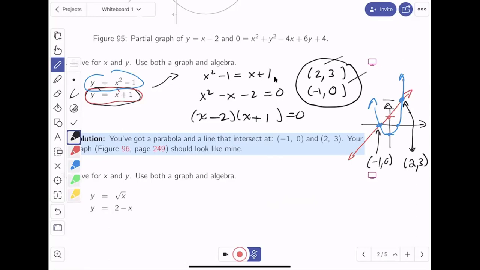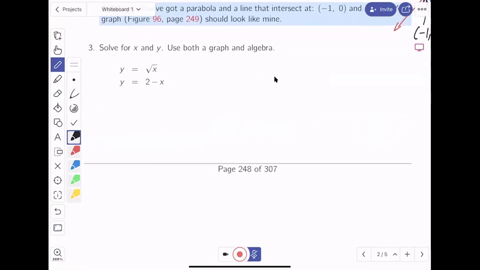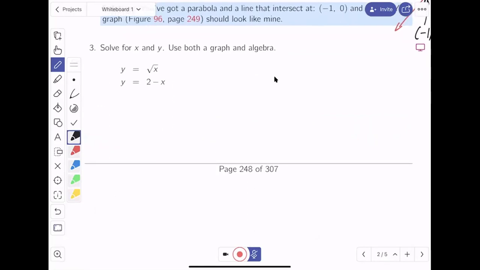All right, let's go to number 3. See what happens for number 3. And I'm going to do algebra first because I like algebra. All right, what do you do for algebra? y equals root x, and y equals 2 minus x. I just could put the algebra down. So that means root x would equal 2 minus x.